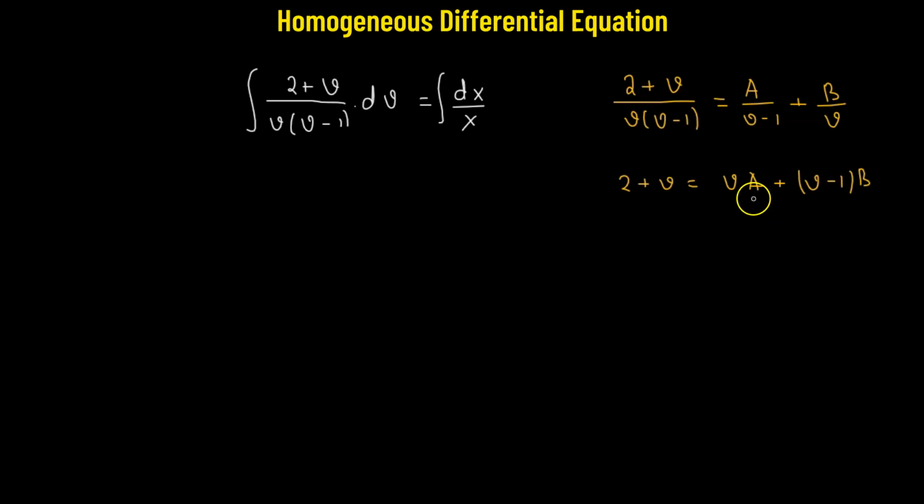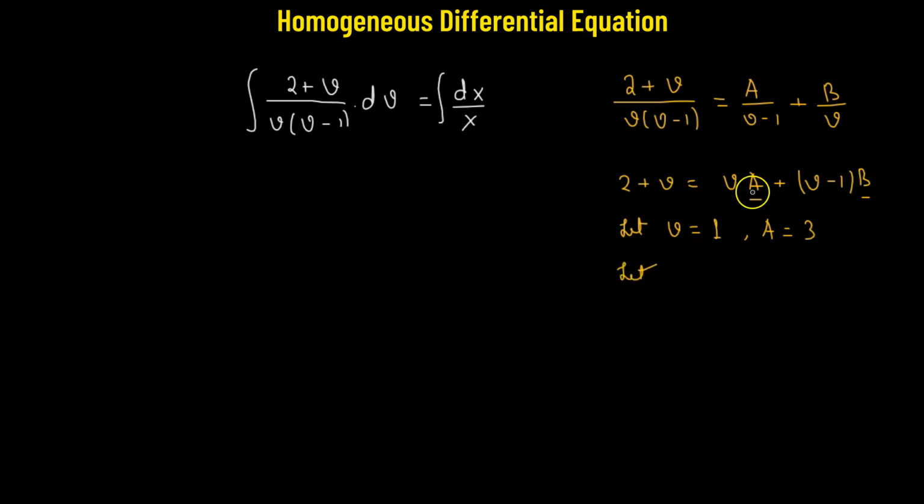Now we have to find out the value of a and b. Let's start with a. To find out a, let's suppose v equals 1. When we do v equals 1, the second term vanishes. That will only leave us with a. So our a value will be equal to 3.